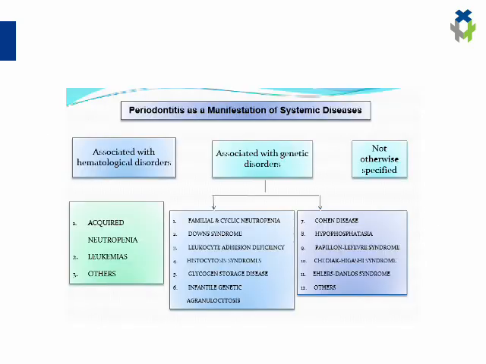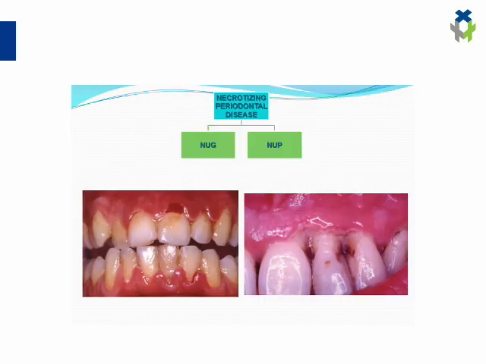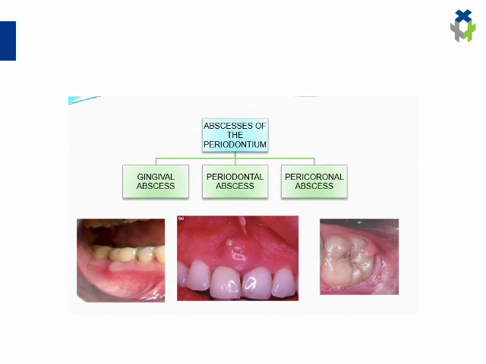Periodontitis as a manifestation of systemic disease, under that associated with hematological disorders, associated with genetic disorders. Necrotizing ulcerative periodontal diseases are further subclassified into necrotizing ulcerative gingivitis and necrotizing ulcerative periodontitis. Abscess of periodontium are further classified into gingival abscess, periodontal abscess, and pericoronal abscess.